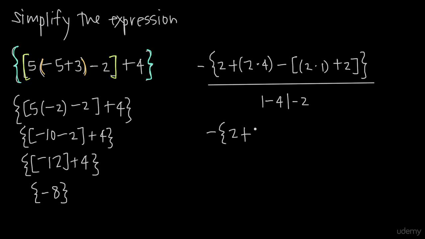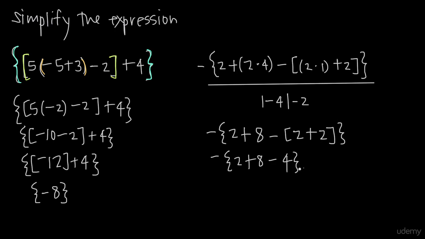We're going to have 2 plus whatever's inside of our parentheses. 2 times 4 here is 8, so we'll have 2 plus 8. Minus, keeping our brackets, 2 times 1 inside of the parentheses is 2. So we're going to have 2 plus 2, keeping the brackets and keeping the braces. We'll leave the denominator out for a second and just continue with the simplification of our numerator. Now we have brackets inside of braces, so we're going to say -2 plus 8. 2 plus 2 is 4, so we have minus 4 when we distribute this negative sign here.